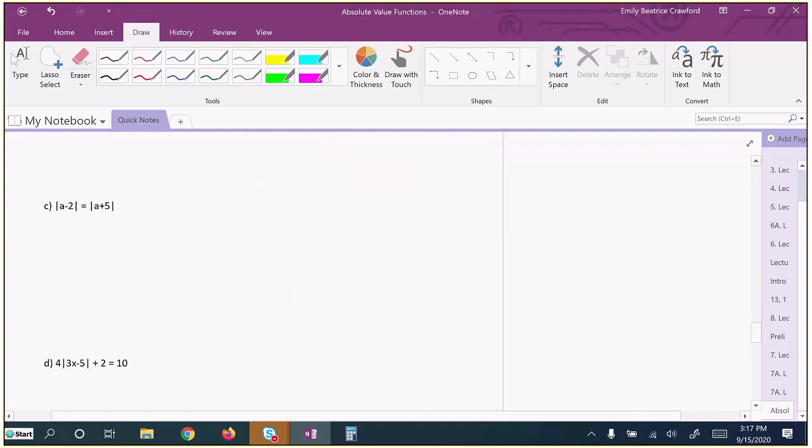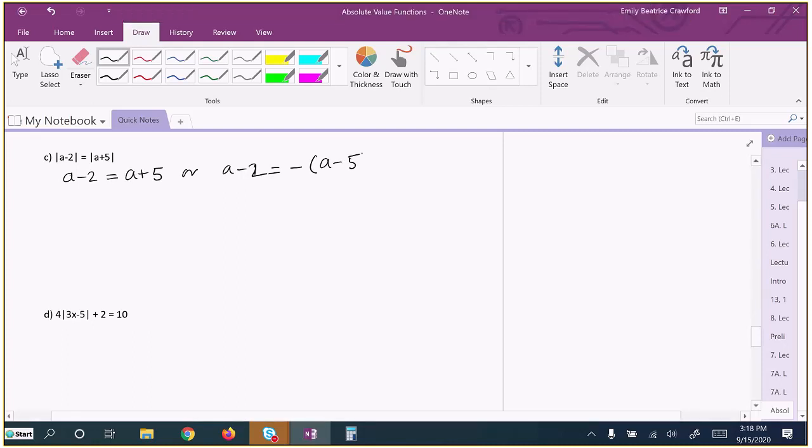Let's go to the third example. I have absolute values on both sides. These are the problems where you can think of only the left-hand side with the absolute value and let the right-hand side be by itself without the absolute value. So what I can do is say that a minus 2 is either a plus 5, or a minus 2 is equal to the negative of a minus 5. So minus, and then inside parentheses, write down a minus 5. And then solve either equation.